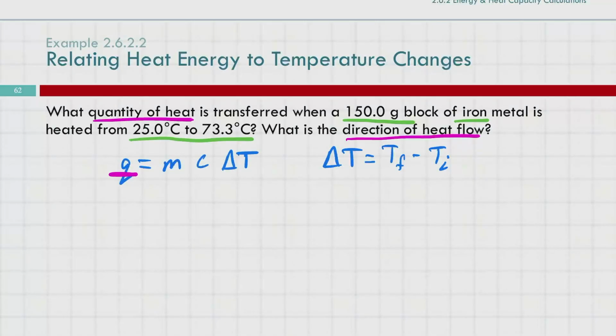So we're trying to find Q. We've been given a mass, and we've been given two temperatures, which we can use to find delta T. Is there anything we're missing? Yeah, we're missing C. We're a bunch of landlubbers. And so we'll need to go to a table to find our C value. So I'm going to jump back to that slide now.